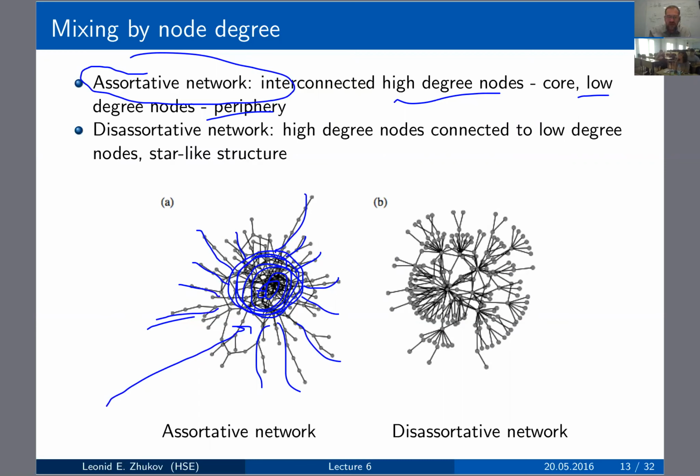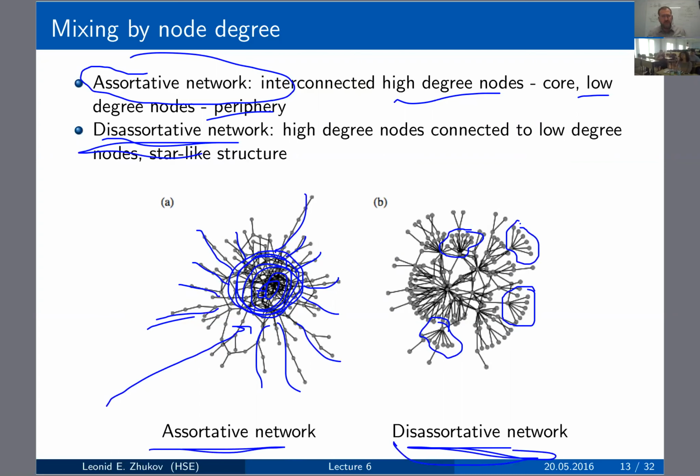Now, when you have disassortative mixing, which means low degrees connected to high degrees, you will very often see these fan-out structures, right? Where you'll have a high degree node and lots of low degree nodes connected to that high degree node. So that's a signature for the disassortative network. By looking at the network, you can actually say whether it's assortative or disassortative.